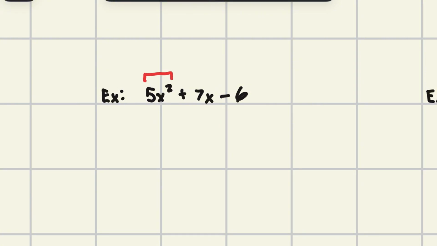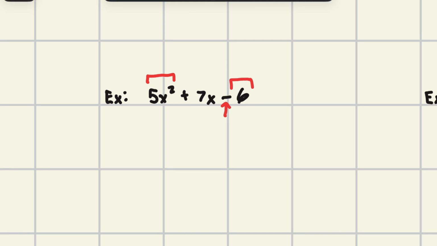This is our second example. So we have to multiply our first term with our third term. Now, don't forget about the negative. You have to include that when you're multiplying your two terms. Okay, so 5x squared times negative 6. That gives us negative 30x squared.